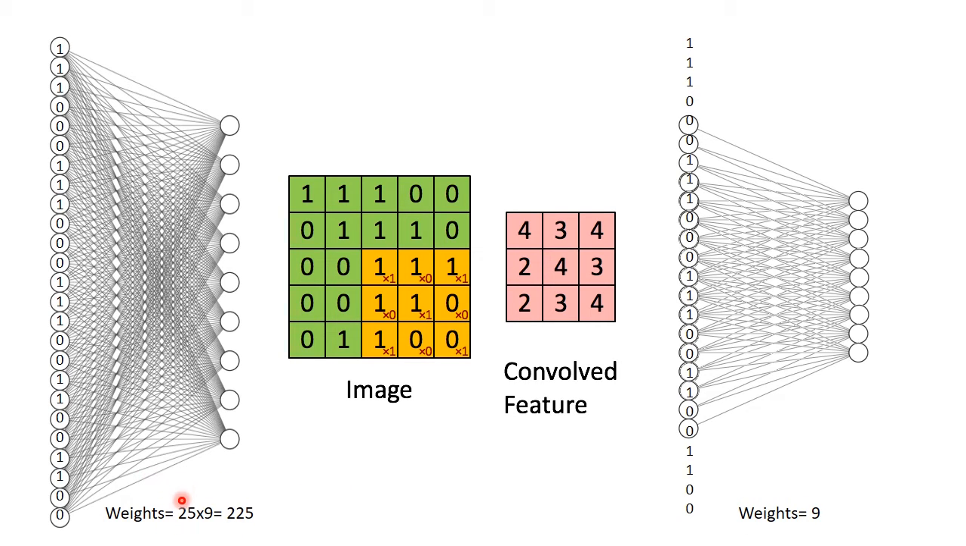225 here. And even better is that to calculate the output of each neuron here, we would need to multiply 25 numbers, while in convolutional networks, only 9 numbers need to be multiplied per neuron. This makes the convolutional networks way more efficient than classical fully connected networks.